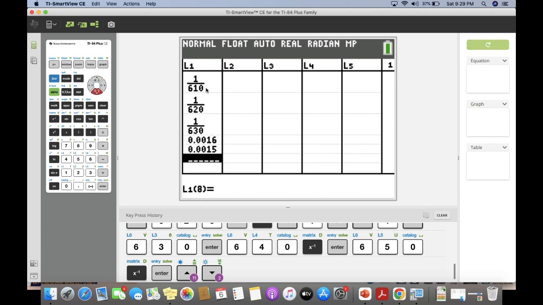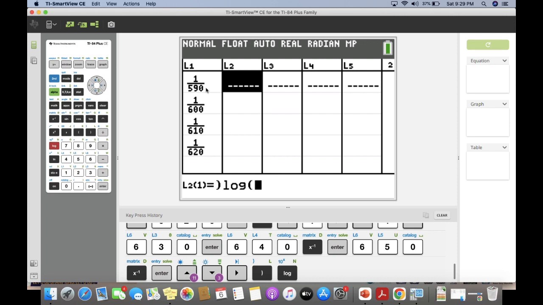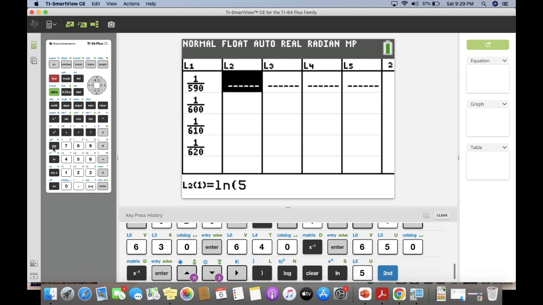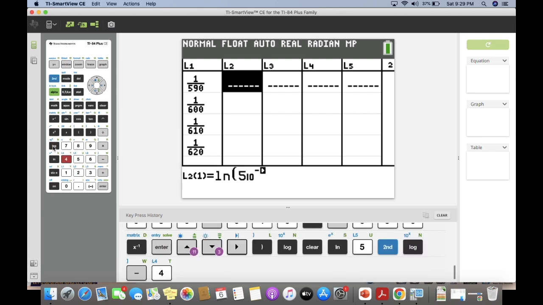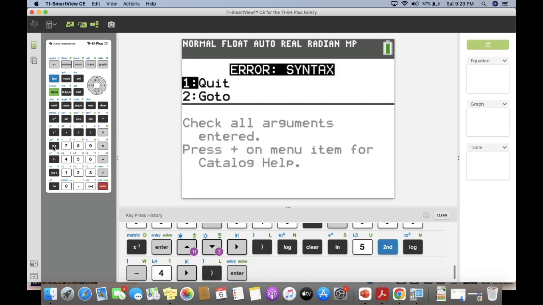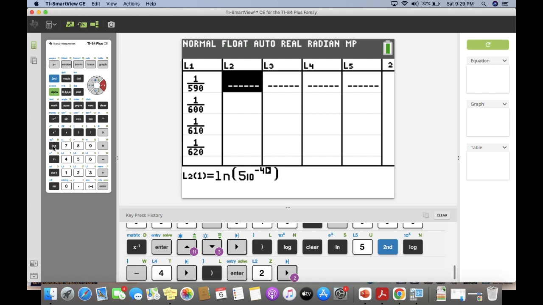And then the other one, we have ln of 5, and then you can see here the 10 to the power of x. That's 10 times a certain value, so negative 4. Okay. Wait, go to 10 times. Let me just delete.